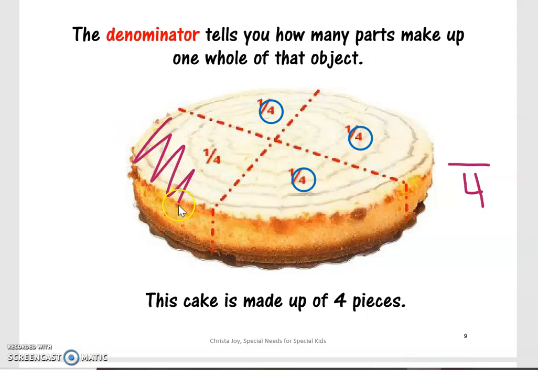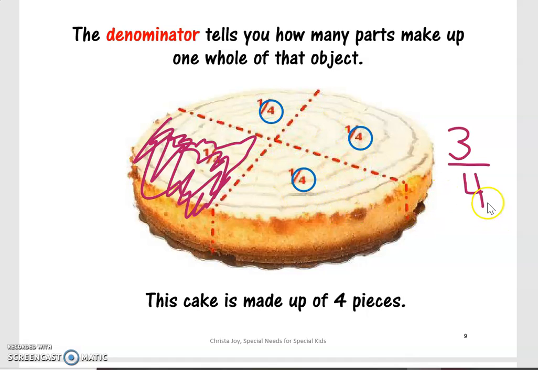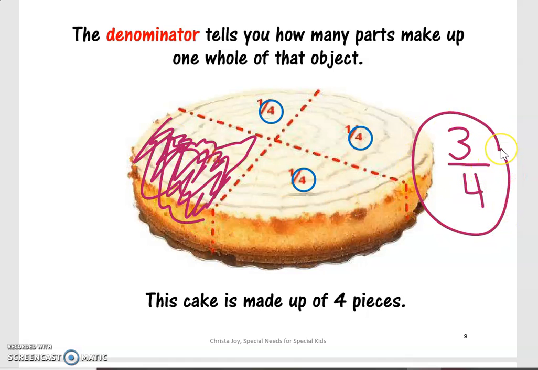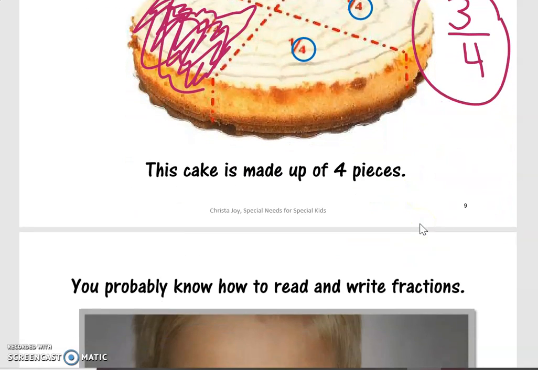If somebody eats this piece right here, say someone ate this piece, then how many pieces are left? 1, 2, 3. There's only 3 pieces left. So the numerator tells you how many pieces there are. If there are 3 pieces left, there would be 3/4 of this cake, okay? So out of the 4 total pieces, there are only 3 left, because someone ate this piece. And this is what the fraction would look like, 3/4, okay?